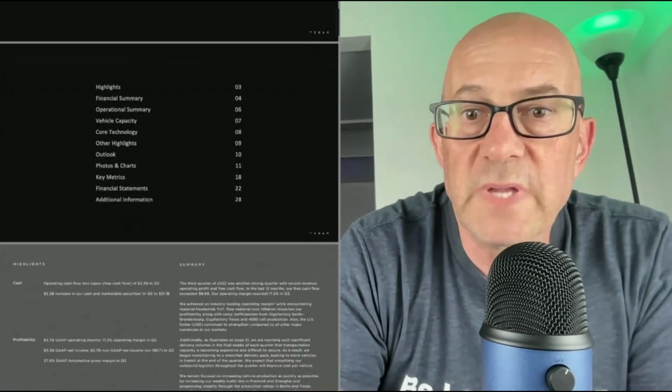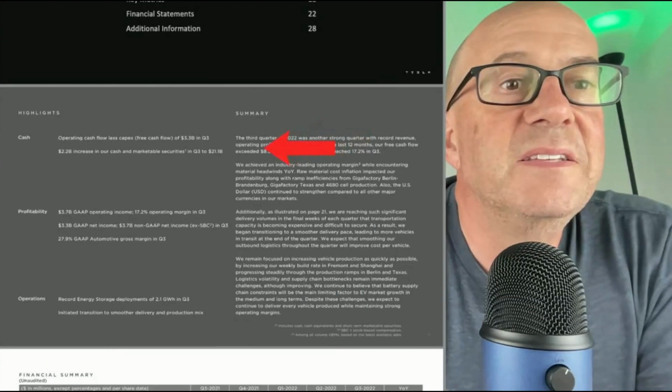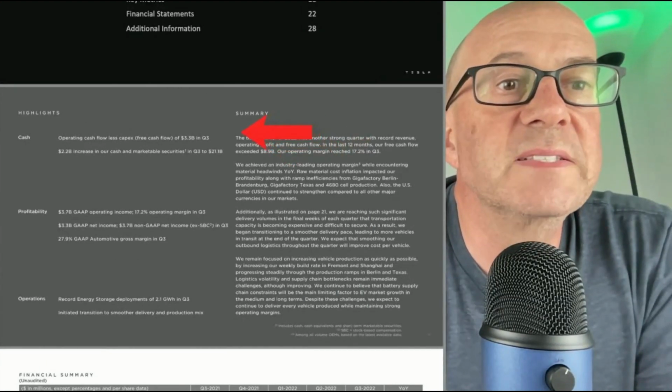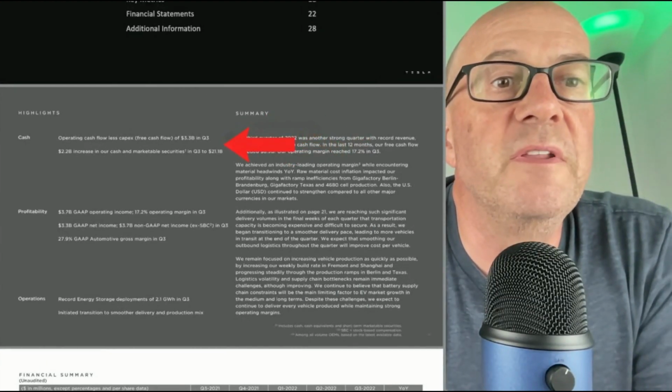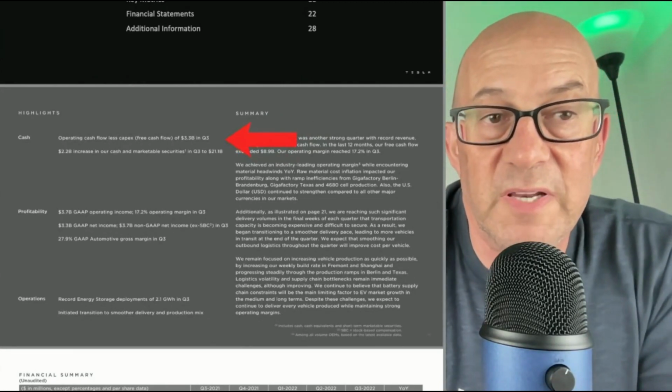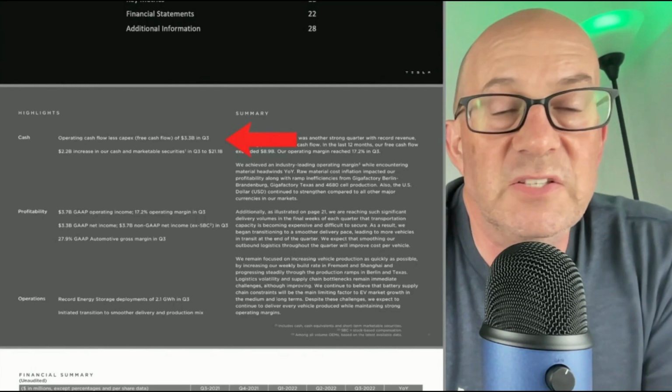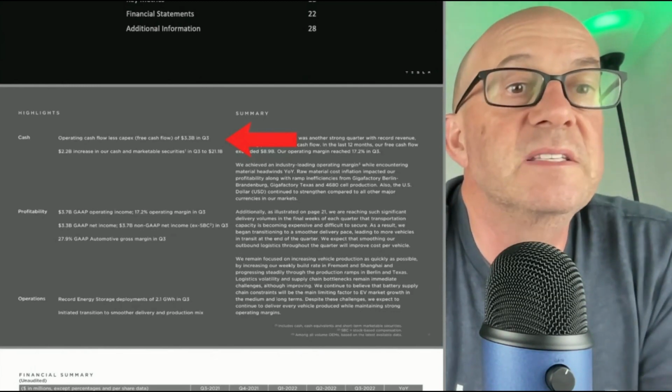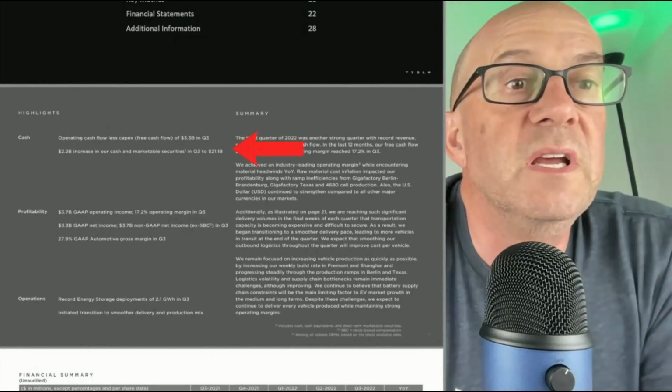This is the Q3 update. Let's scroll down a bit here. Let's look at some details. See, operating cash flow, less CapEx, free cash flow was $3.3 billion in Q3. So one of the things we're going to be looking for, we're going to see this in the chart soon, is what's free cash flow looking like? I'm expecting this number to be bigger, but we'll see.